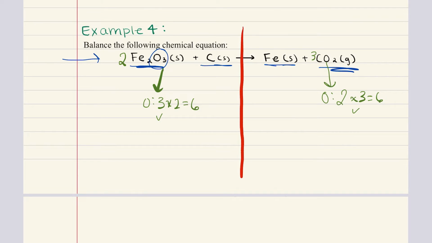Let's move on to iron. All right. For the reactant side, we have 4 iron atoms. Okay, 2 of iron oxide, and iron oxide has 2 irons, so 2 times 2 for a total of 4 irons. On the product side, we only have 1 iron. So to balance it, we can add a coefficient of 4 in front of this iron, and now on both sides, there are 4 iron atoms. So those are balanced. Wonderful.